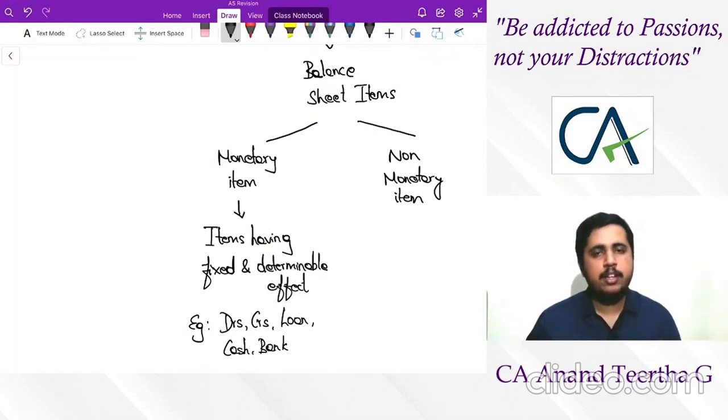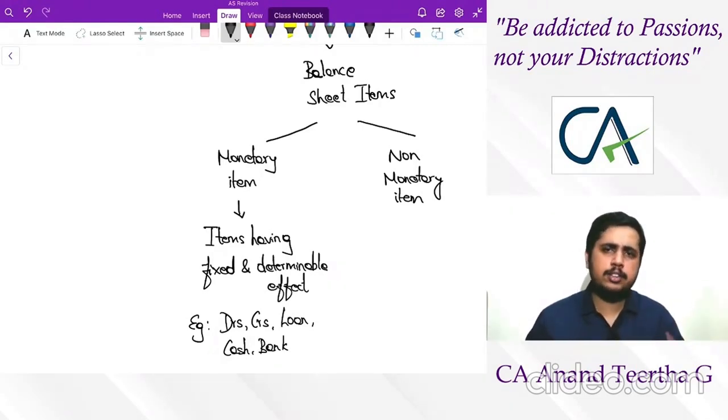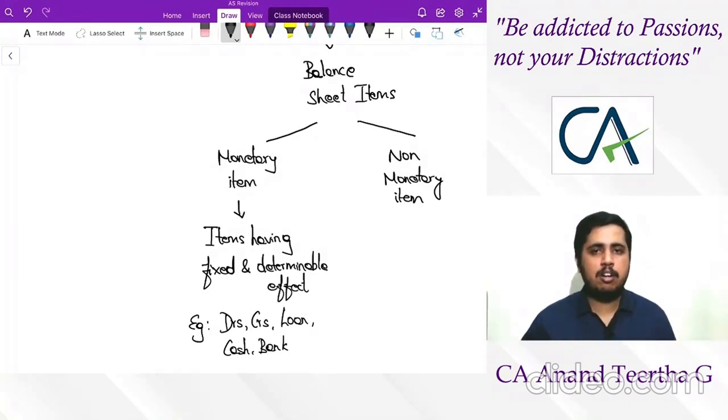Debtor, for example, you have got a debtor of 50,000 rupees. No matter how many days may pass, 50,000 will remain 50,000. Only thing is, upon that 50,000, they may have to pay certain interest if they go beyond the credit period. But the 50,000 principal value will remain the same. Same stuff will apply to creditor, to loan, to cash, to bank. These things are called monetary items.